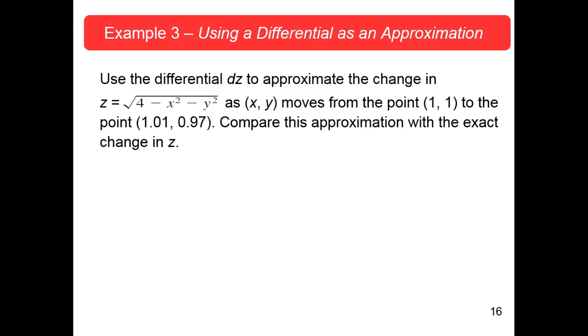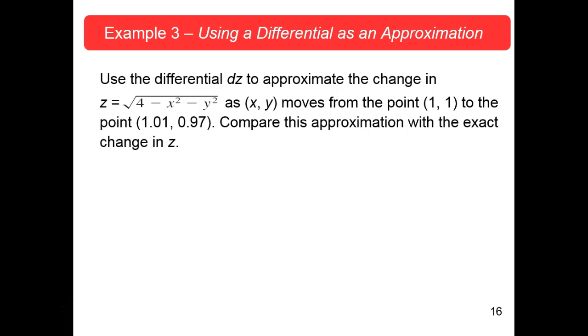Use the differential dz to approximate the change in z equals the square root of 4 minus x squared minus y squared as (x, y) moves from the point (1, 1) to the point (1.01, 0.97). Compare that approximation with the exact change in z, which is your delta z.